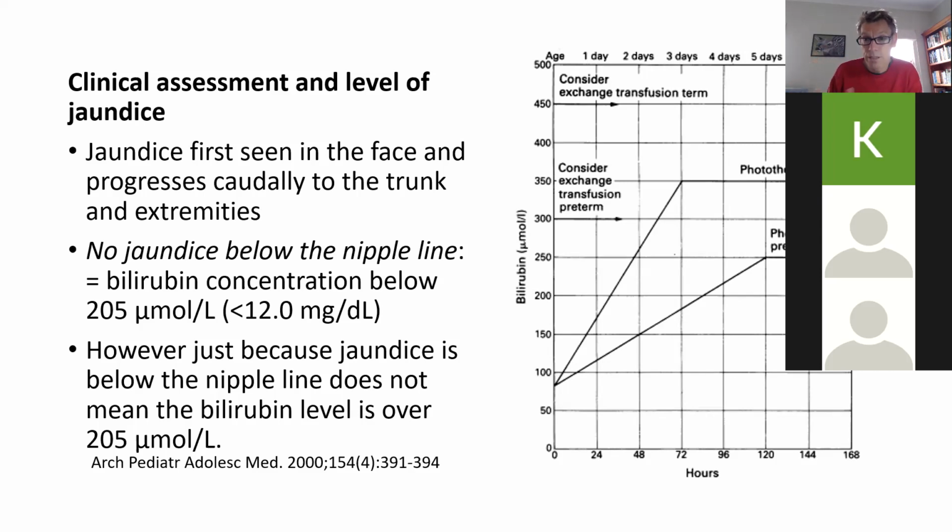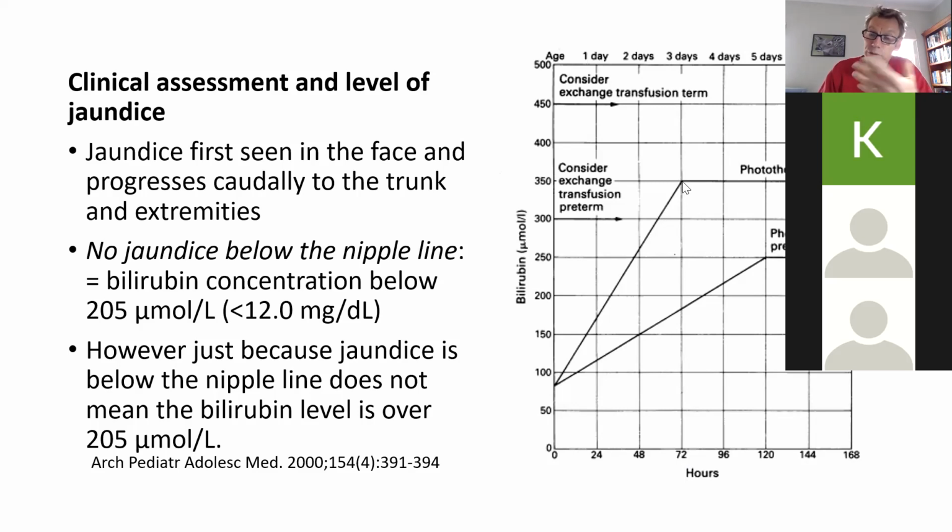And so when I'm thinking about the likely height of the bilirubin level, I try to predict it by that clinical examination. And you know about these nomograms, which depend on the hours or days of life and on the bilirubin level. There are indications for phototherapy for preterm babies and for term babies, depending on the hours of life. So if a baby is 3 days of age and their bilirubin level is 350, then they should go under phototherapy.